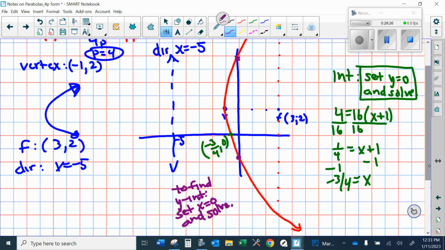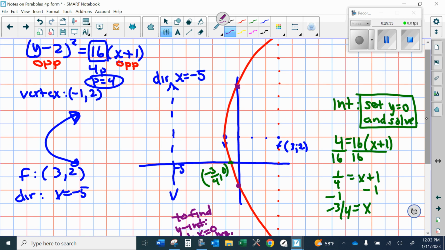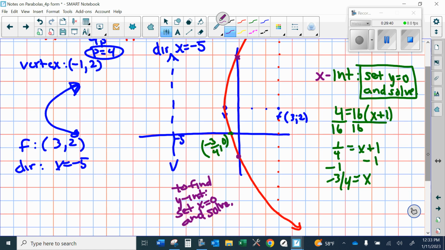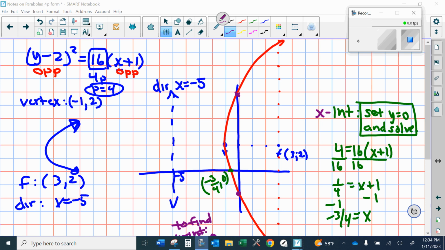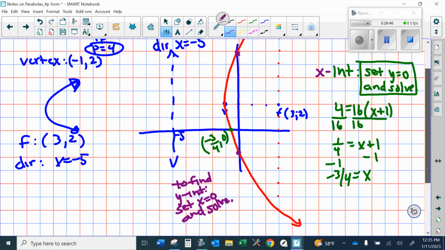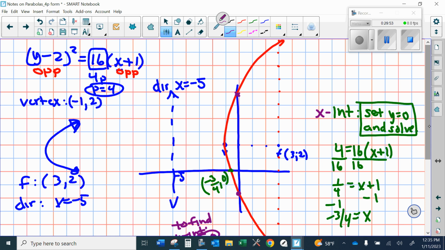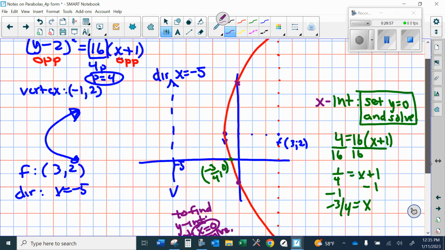Okay, so if they said y-intercepts, you're going to set x equal to 0. If they say the x-intercepts, you're setting y equal to 0. So to finish up here, let's go ahead and find the y-intercepts. So we're going to set x equals 0 and solve for the y now. So we go back up to the equation. We set x equal to 0. And 0 plus 1 is 1 times 16 is 16.